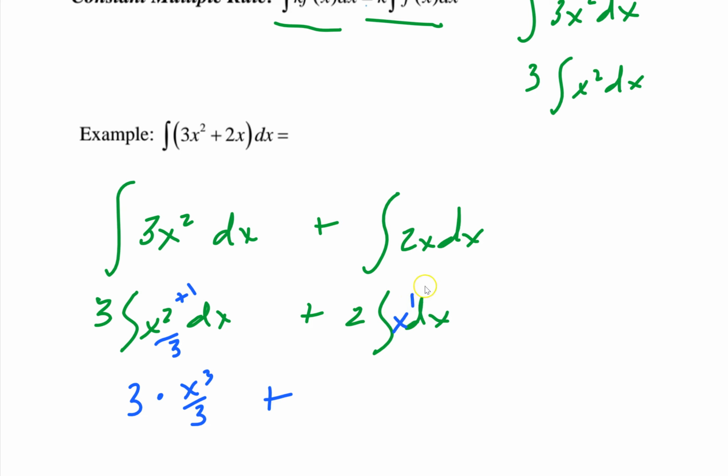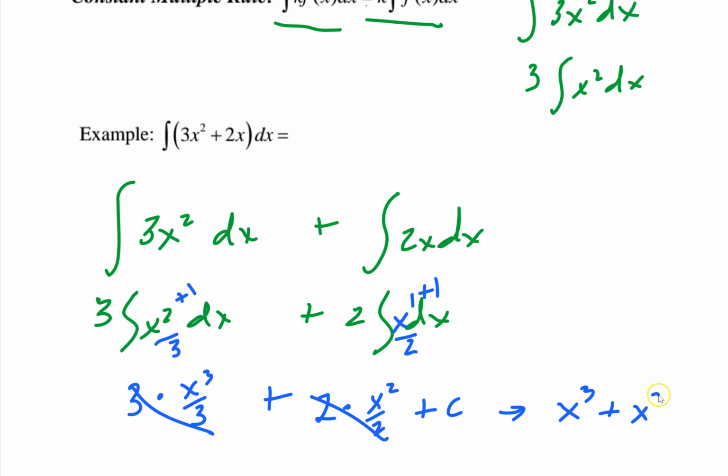Integrate x, you add 1 to the power, divide by a new power. There's already 1 there, so I get this: 2x squared over 2 plus c. You know, right? You could just do it for the whole thing, not just for each one. These cancel out, and you just get x cubed plus x squared plus c.